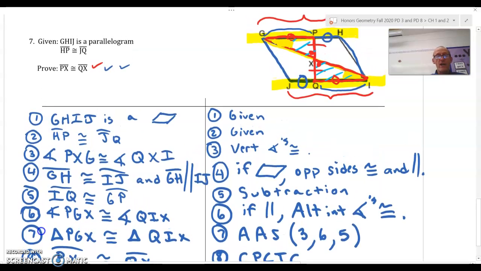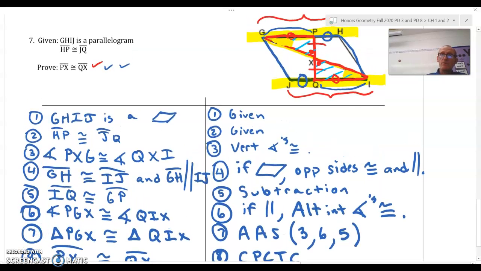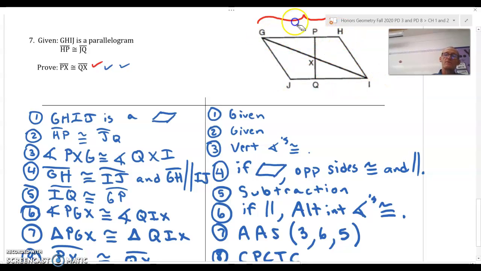Okay, so there's a lot going on there, right? So let me just review that. Again, I'll erase all this. We were given that this big guy here was a parallelogram. And then we recognized that these two triangles needed to get congruent. So we said the vertical angles. Now we needed another angle, and that was this angle right here. And this angle right here.